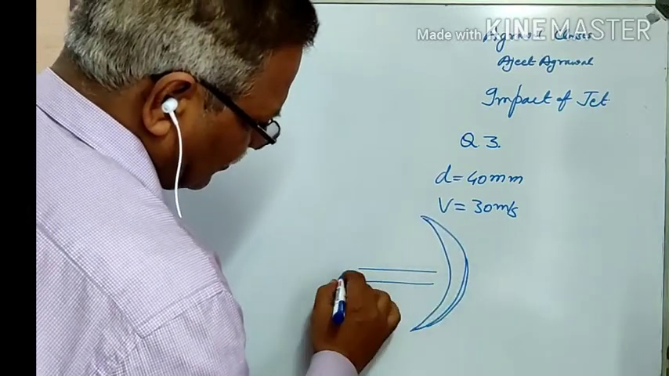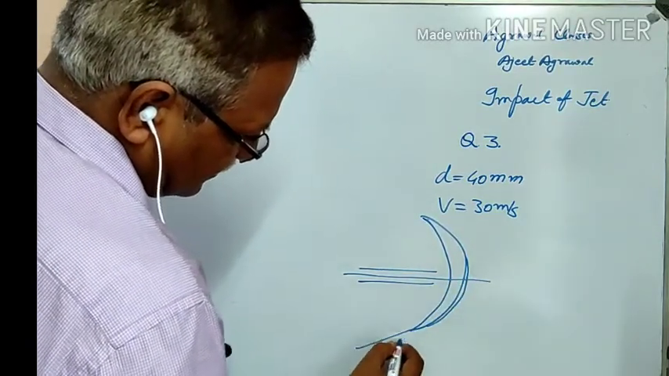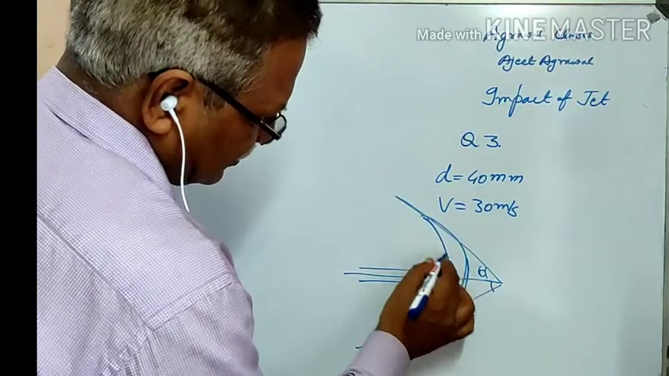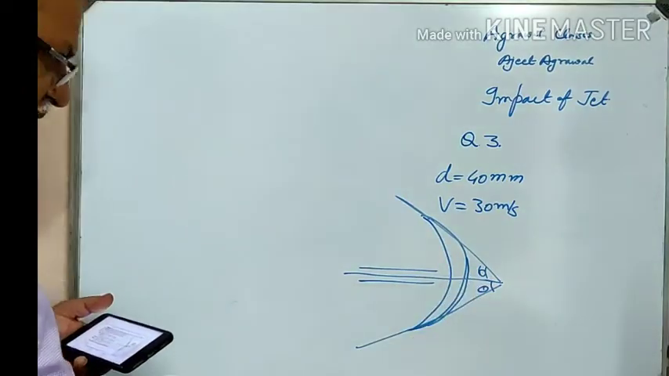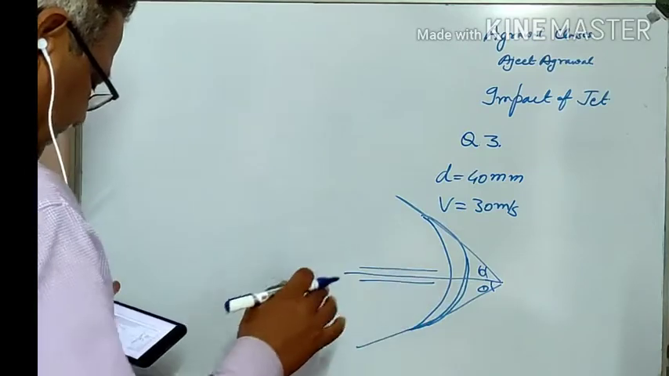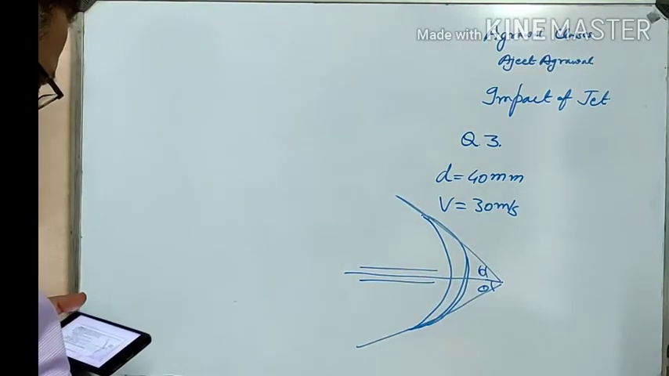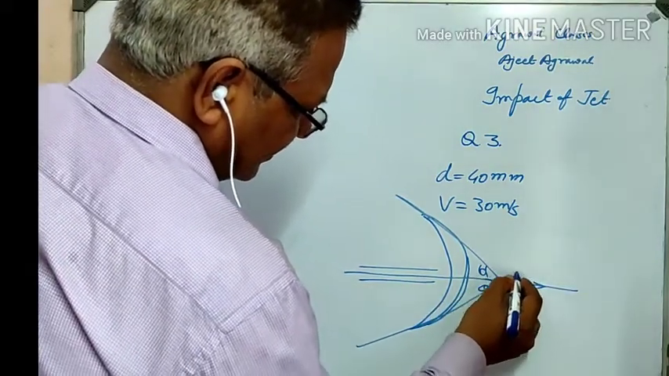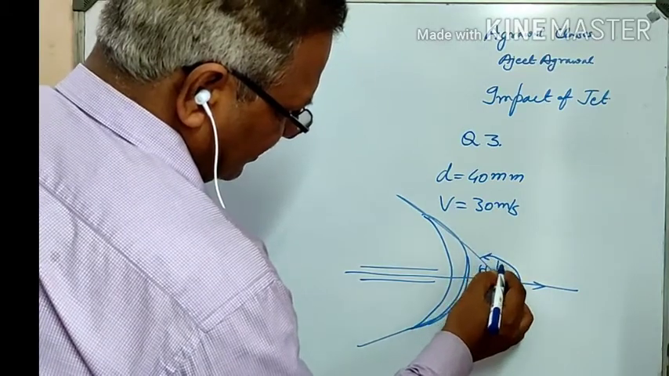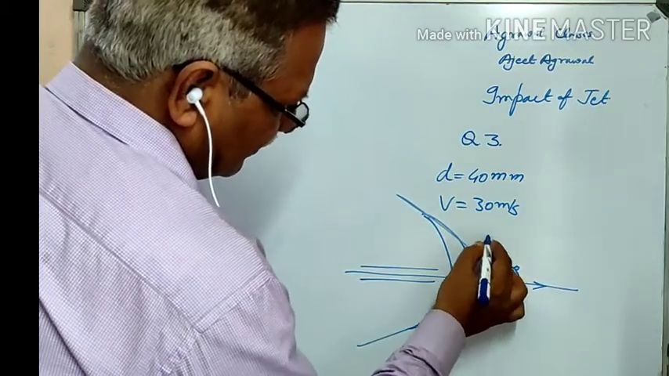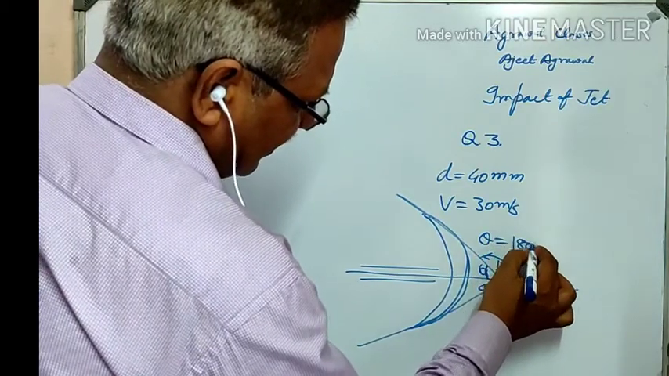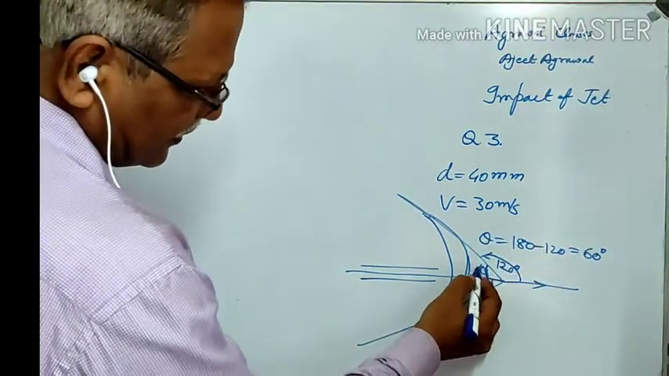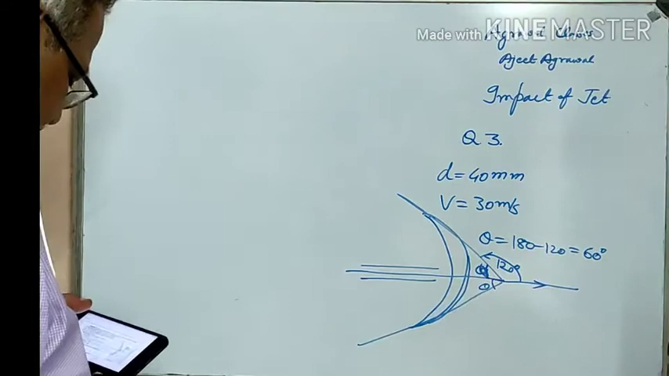Symmetrical means about the axis: if we say this angle is theta and this angle is theta, then it will be a symmetrical one. In this particular case, it is given that it is symmetrical and the jet is getting deflected through an angle of 120. This is the direction of the jet, and it is deflecting by an angle of 120 degrees. So this theta will be equal to 180 minus 120, that is 60 degrees. Substituting, theta equals 60 degrees.